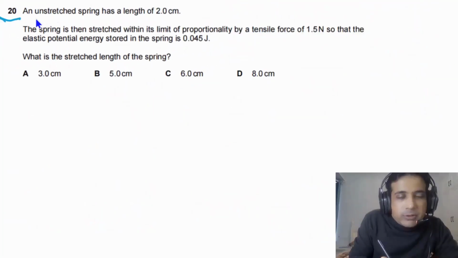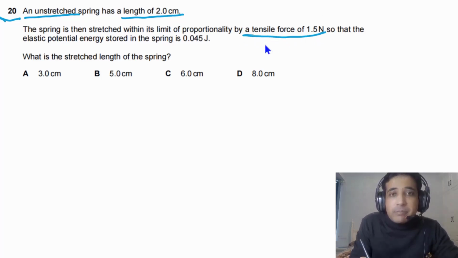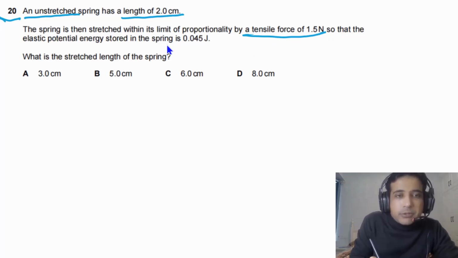For question number 20, it is given to us that an unstretched spring has a length of 2.0 centimeters. The spring is then stretched within its limit of proportionality by a tensile force of 1.5 newtons. This is the maximum force. The elastic potential energy stored in the spring is 0.045 joules. What is the stretch length of the spring?